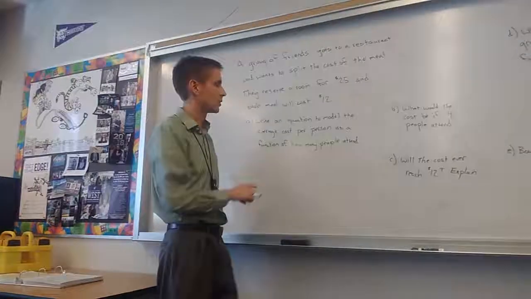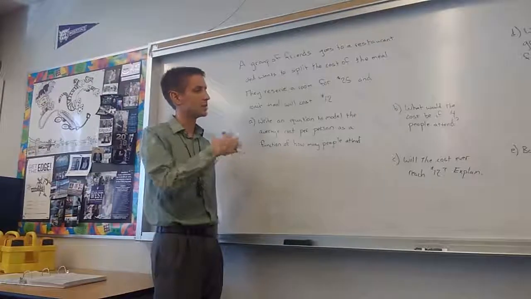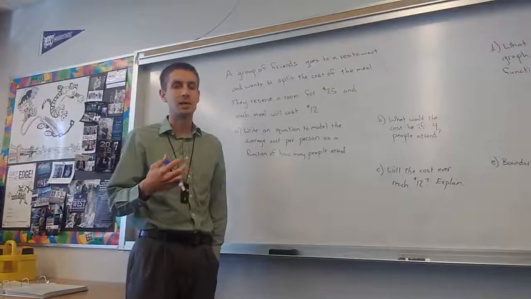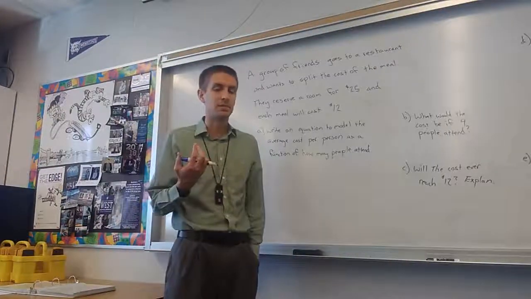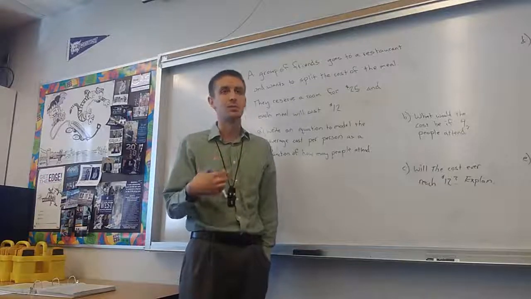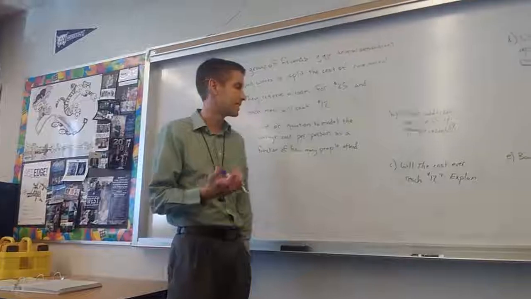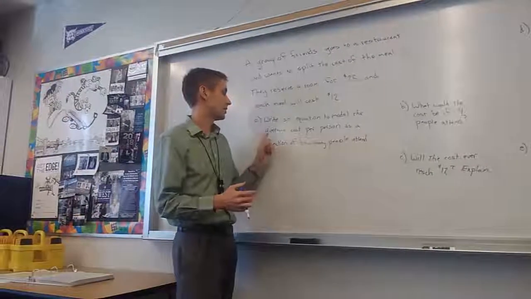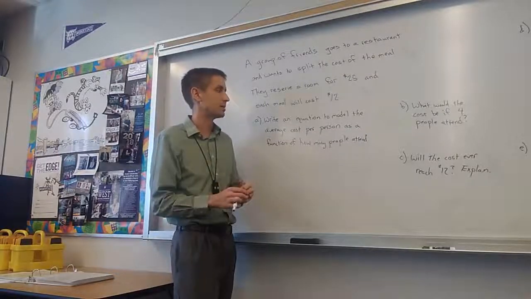The very first thing we want to be able to do is to take this situation and turn it into an equation. That way we can analyze what's going to happen as the number of people in this group changes, because it's not always going to be the same amount every time, or they want to make plans and be able to change those plans depending on how many people come. So we want to be able to write an equation to model this situation, the average cost per person as a function of how many people attend.